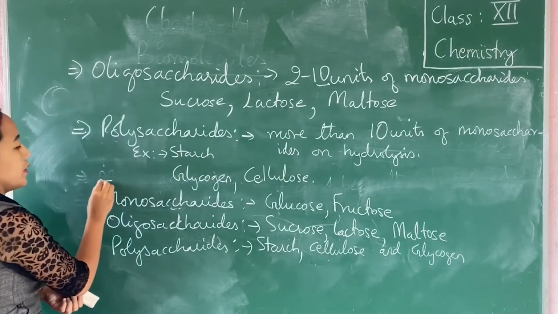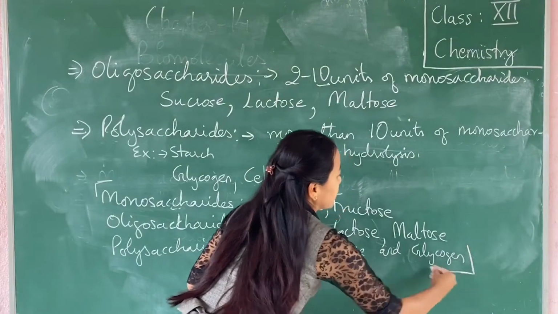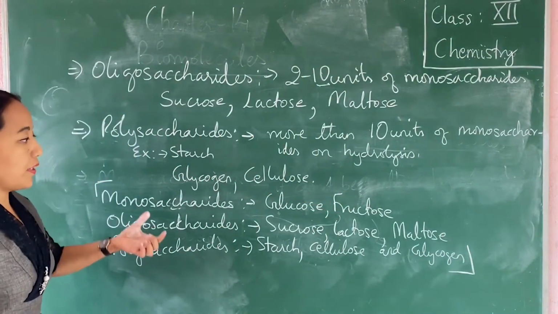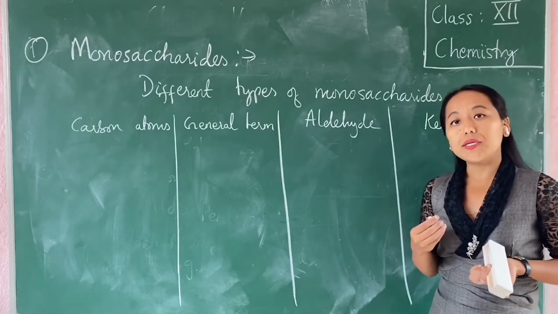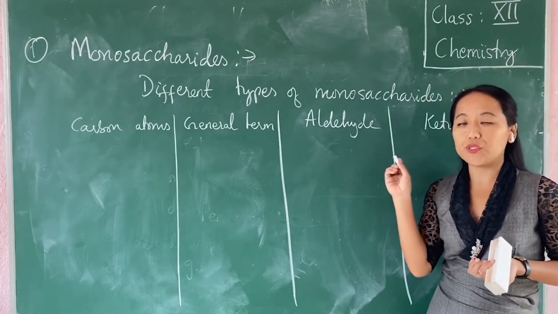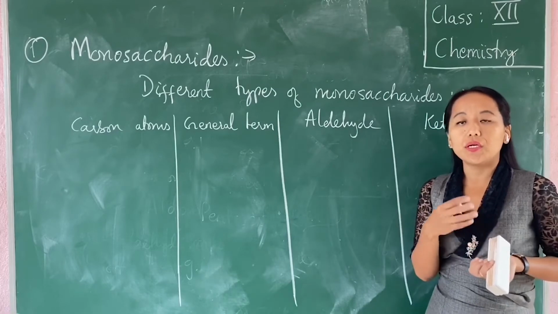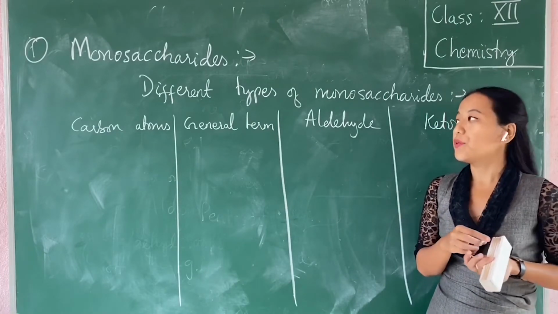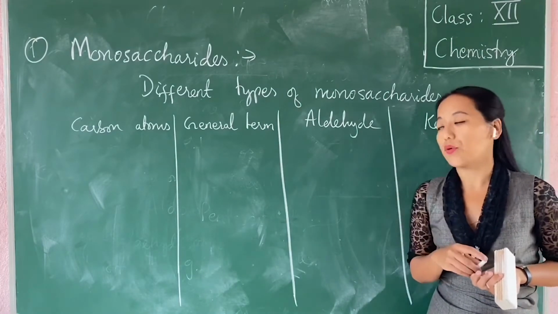So these are the important carbohydrates that we are going to study. Now that we are done with classification of carbohydrates, let's go into detail of monosaccharides, then we'll go to oligosaccharides, then finally the polysaccharides. So let's start with the monosaccharides.